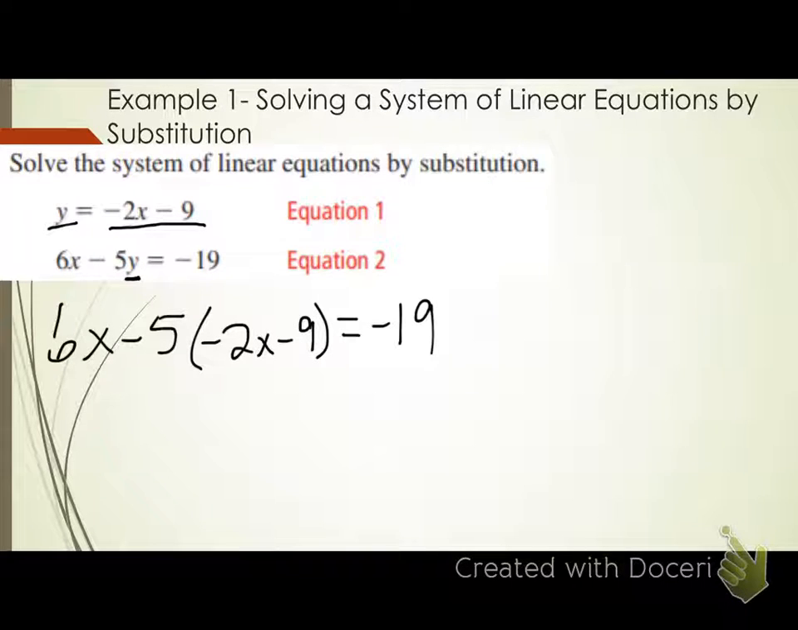Does everyone see what I've done? Once again, y equals negative 2x minus 9. So those two things are interchangeable. y and negative 2x minus 9. So in my second equation, I can take that y out, replace it with the expression that it equals. Everyone okay with that first step? This is why it's called substitution, because we're substituting that expression for that y value. Everyone good with that?